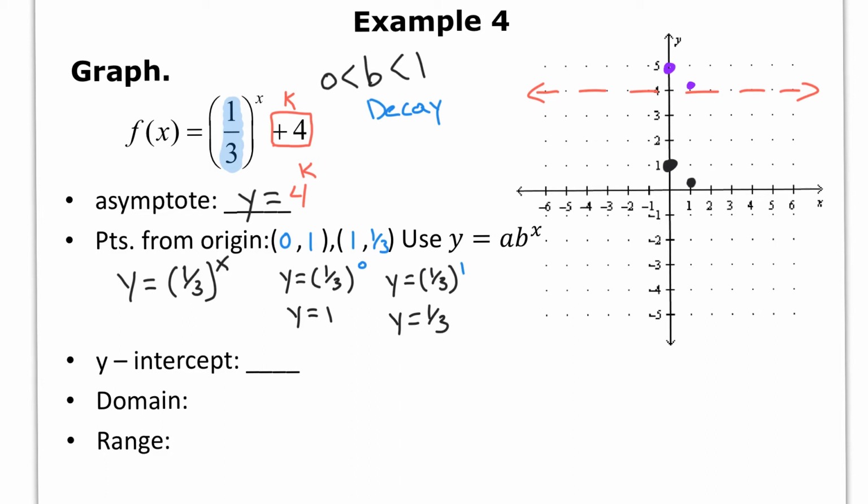Now you guys are going to make your actual graph. So I'm going to start up here. I'm going to go down and I make my curve. It is exponential decay because I do have my base less than 1. So notice less than 1 here. 1/3 is less than 1. And I have a transformation. I move the parent function. Those 2 points represent the parent function.